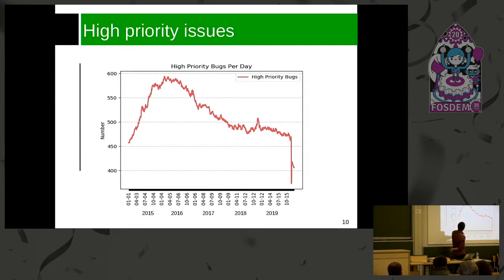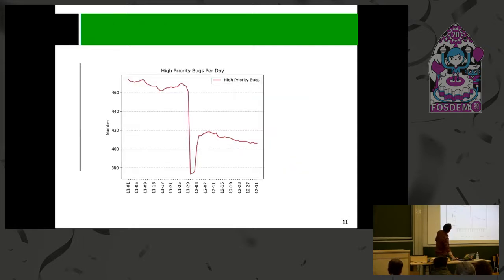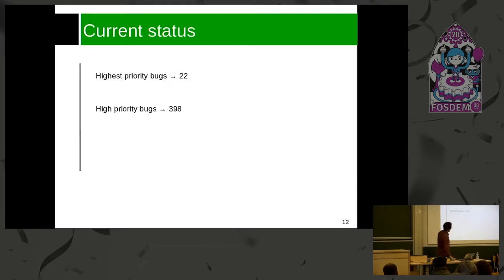This way we see that we are having the same trend with high severity bugs or high priority bugs. Five years ago, it went up to 600. At this point, it was around 460. Then here is when I did this cleanup, and now it's around 400. So the trend is showing that we are going in the right direction. There's still a long way to go, but it seems that we are getting there. It's a long process. This is from the last 2 months, more or less. When we did this cleanup, it went from 460 to 380, and now it's around 400. This is the current status: highest priority bugs, 22, and high priority bugs, 398.